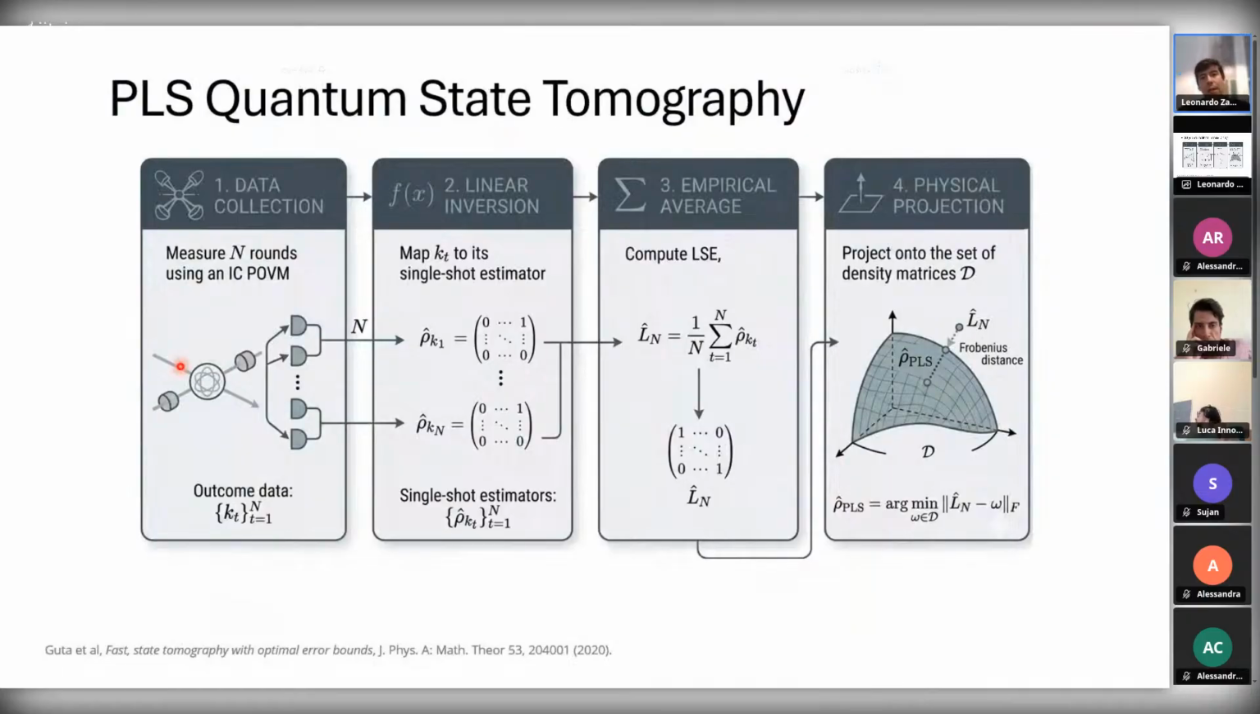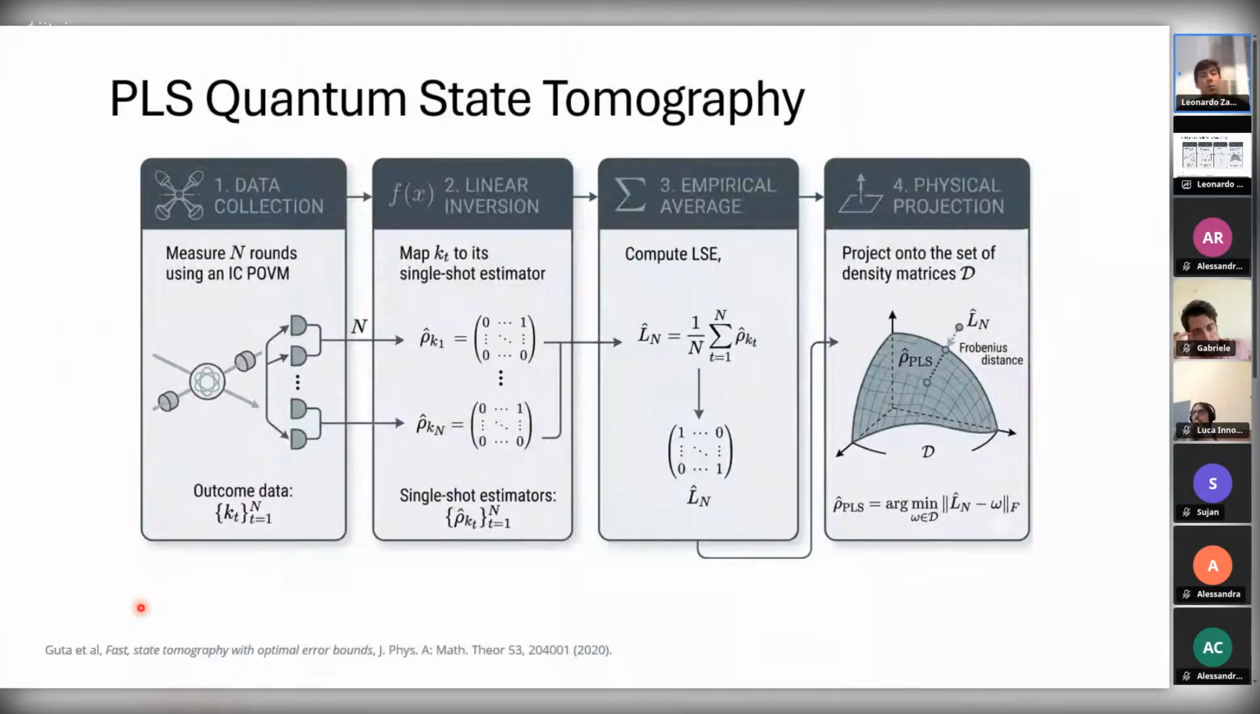So now we have the mathematical tools, and we actually want to use them to prove things in the non-IID regime. So let's start with quantum state tomography. That is easier. So we are going to focus on projected least squares quantum state tomography. This is maybe the simplest method of doing tomography, but it's quite effective, and actually it's optimal in sample complexity.